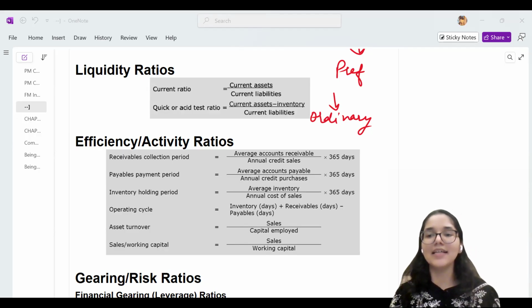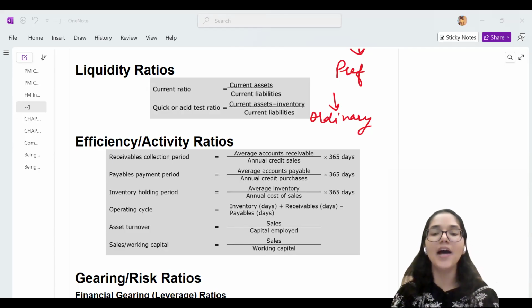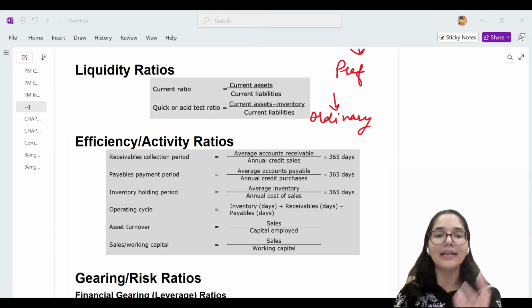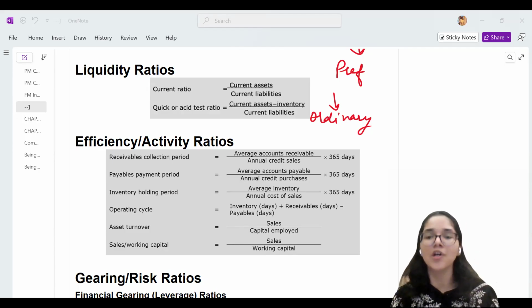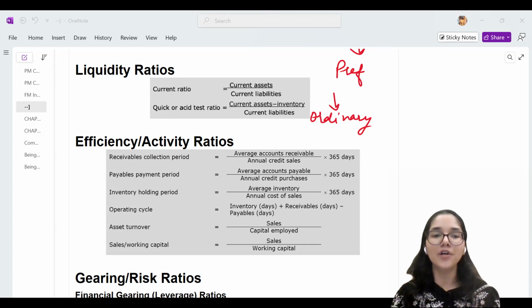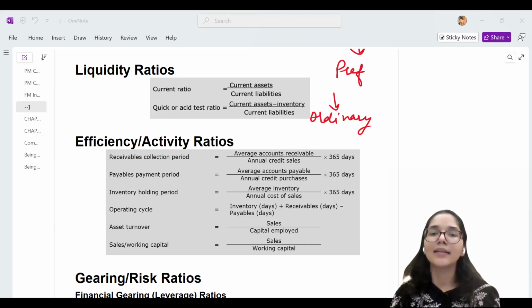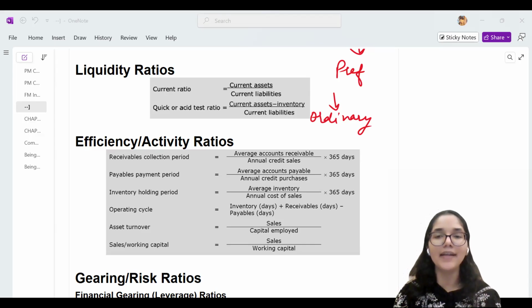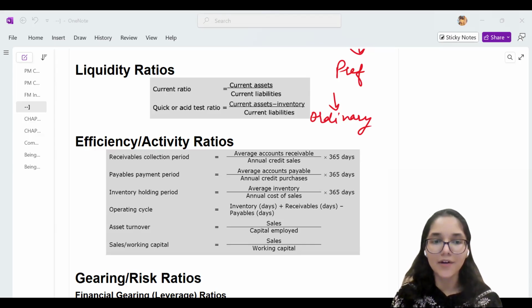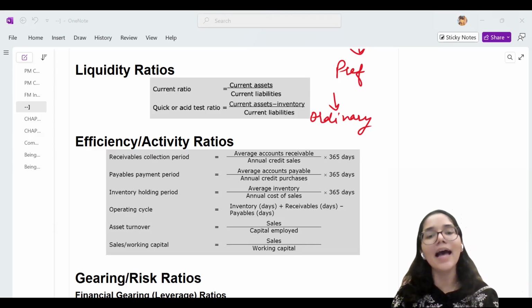Exactly. How fast can you convert something into cash? How easily or how readily can an asset be converted into cash? So how can you measure that the business is able to repay its liabilities on time? They are called liquidity ratios. How solvent is the company? How liquid is the company? There are two ratios which we use to measure the liquidity of any company. The first ratio is the current ratio. The second is the quick or the acid test ratio.